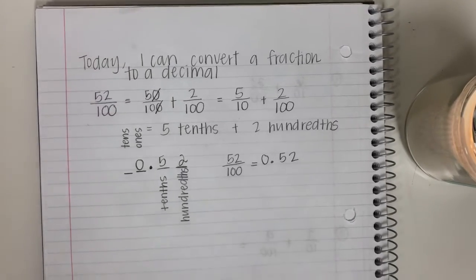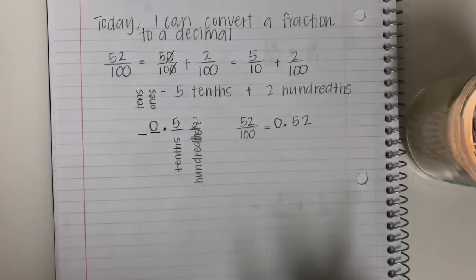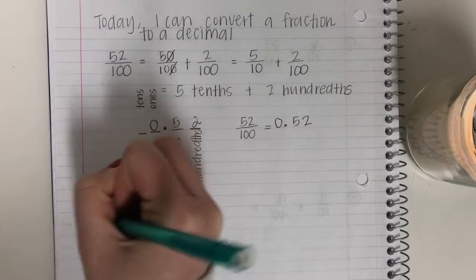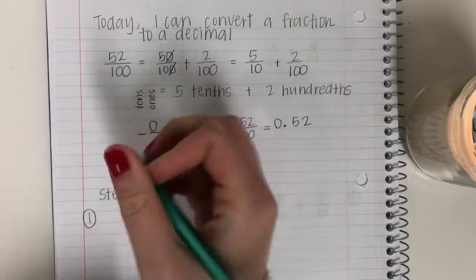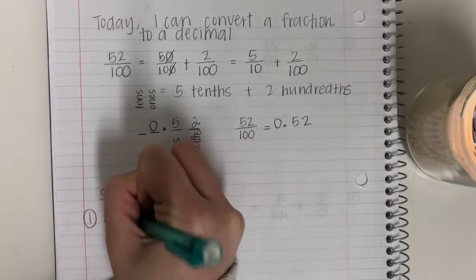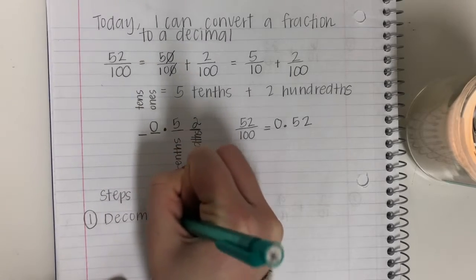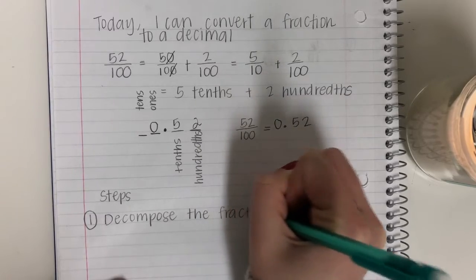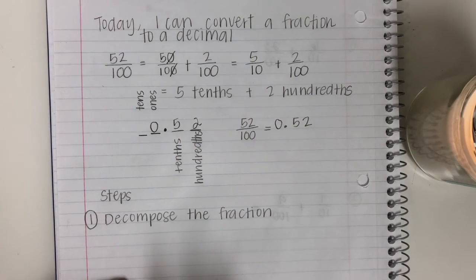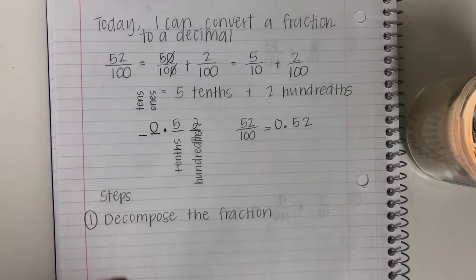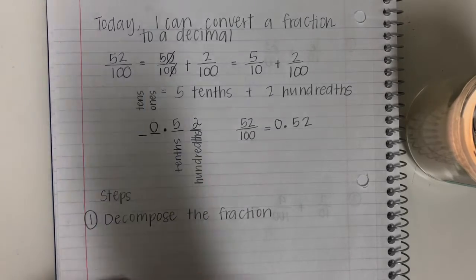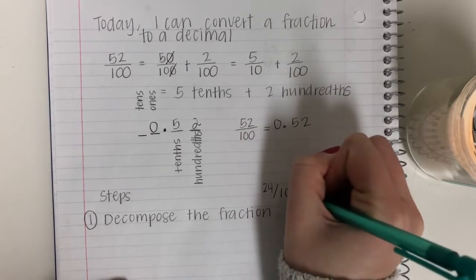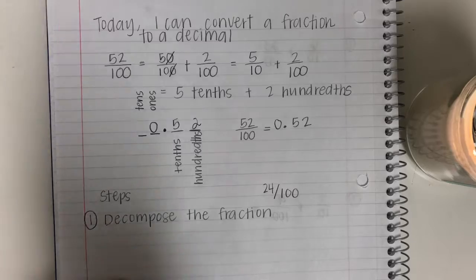So I'm gonna write down those steps and then we're gonna do a couple more together. So I'm gonna write steps down here. So step 1, decompose the fraction. And let's do another one as we're doing these steps. So let's do 24 over 100. So the first thing I need to do is decompose that.